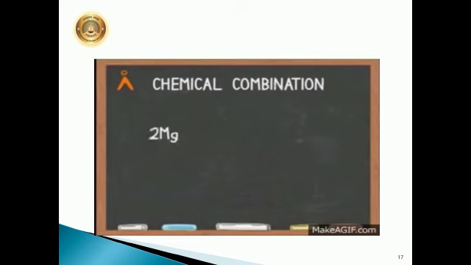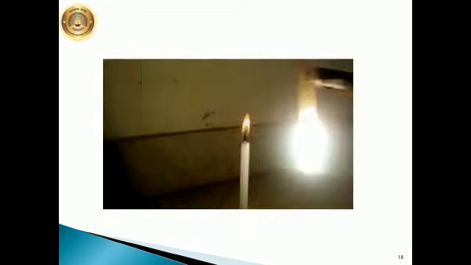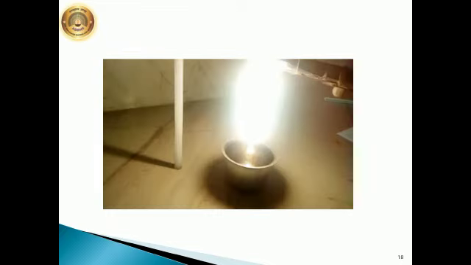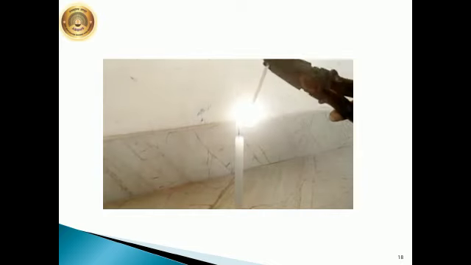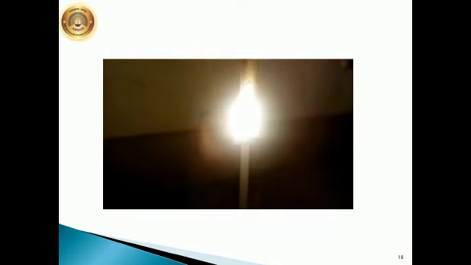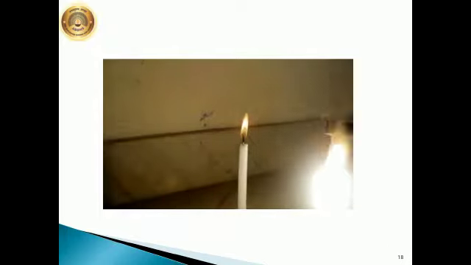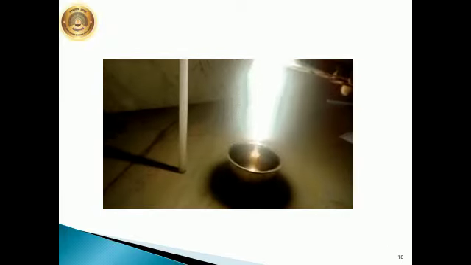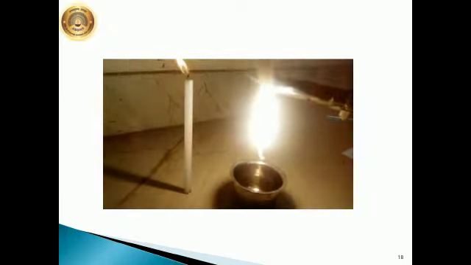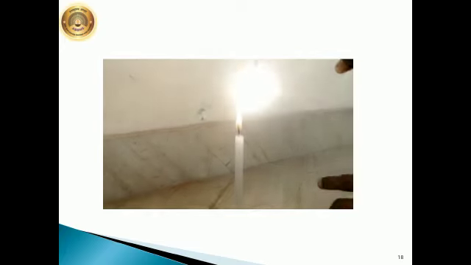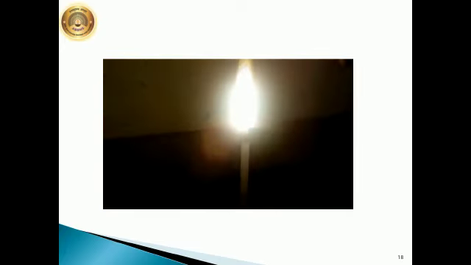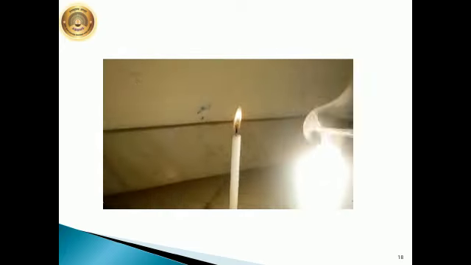Now let's see how it has been done. You can see in the slide also, the magnesium wire is burnt in air, the white powder of magnesium oxide is formed, and the reaction is written as given below, and the magnesium wire burns with a bright flame.